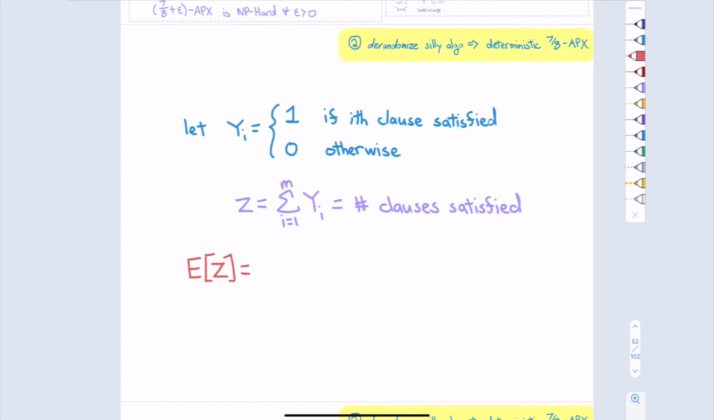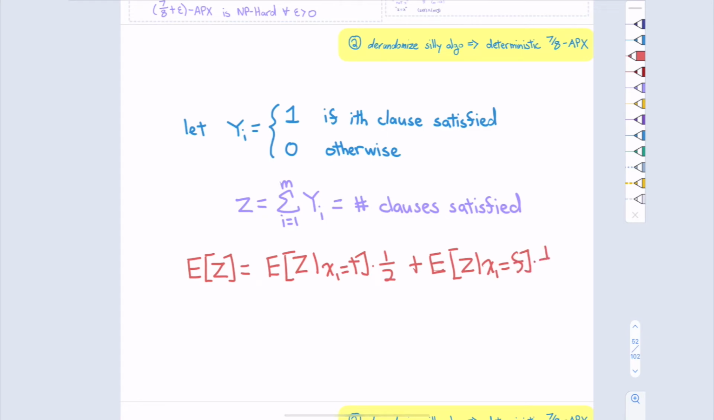Let's do a little bit of conditional expectation. I know the expected value of z is the expected value of z given x1 is true, times the probability that x1 is true, plus the expected value of z given x1 is false, times 1/2. So it's the average of these two expected values. But what does that tell us?